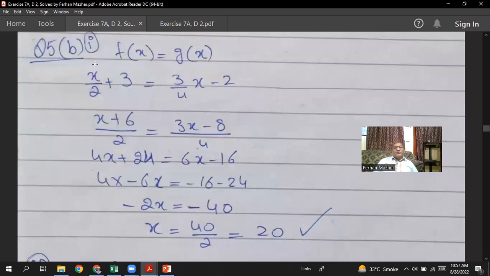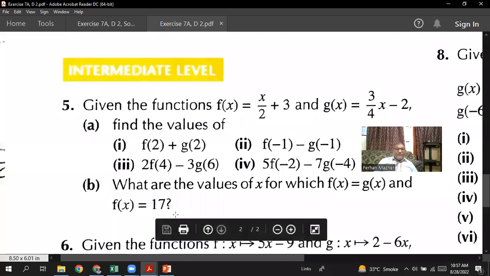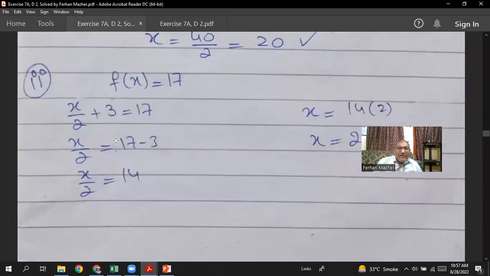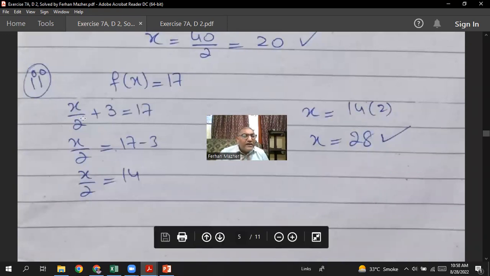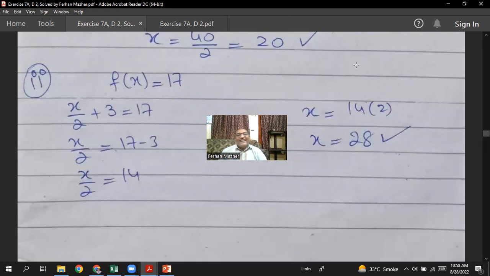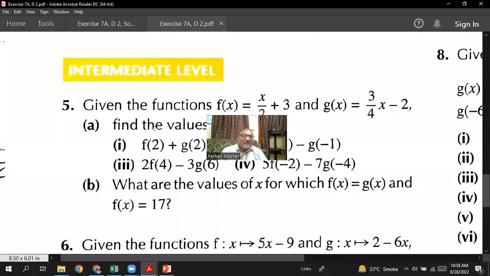So my dear students, question number 5B, first part is showing up on your screen. In the next part, B's second part, they say, what is the value of x when f of x is equals to 17? So we will write f of x equals to 17. And you can see x by 2 plus 3 is equals to 17. So x by 2 is equals to 17 minus 3. X by 2 is equals to 14. X is equals to 14 multiplied by 2. And x will be equals to 28. So this is how you will do this. And so let's go to the next part.